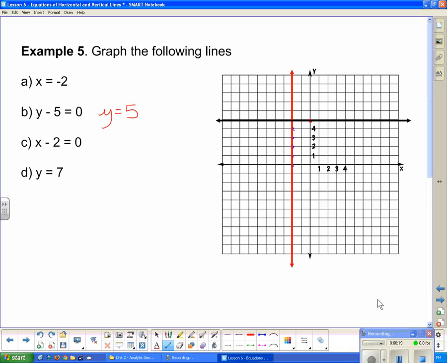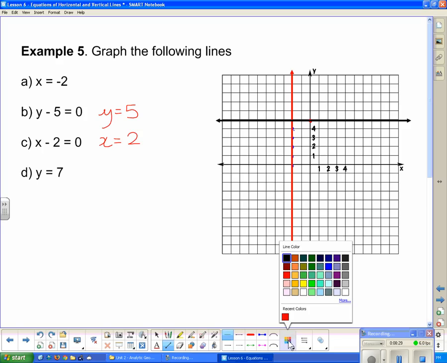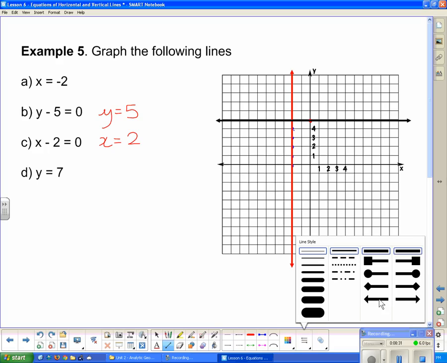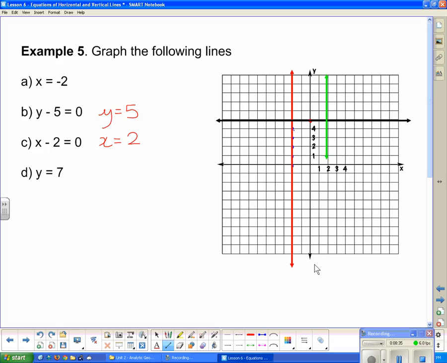The next one, again, it takes a little bit of rearranging. I add 2 to both sides so that x equals positive 2. If x equals positive 2, then that's going to be this line right there. All of my x's are positive 2.